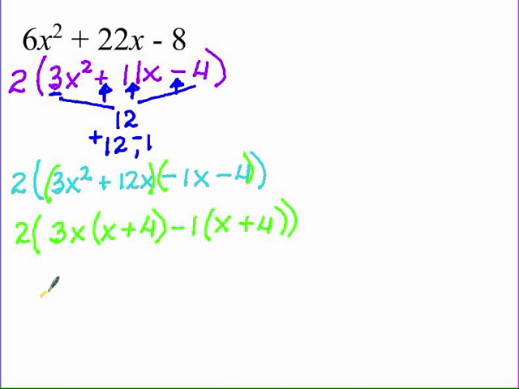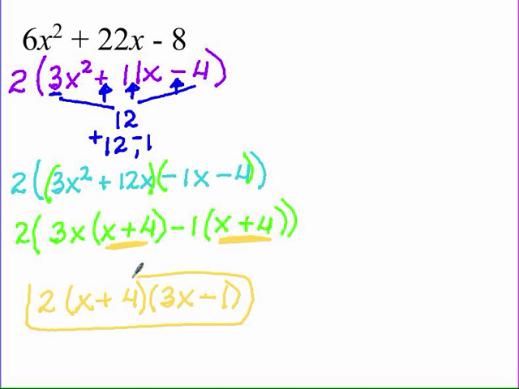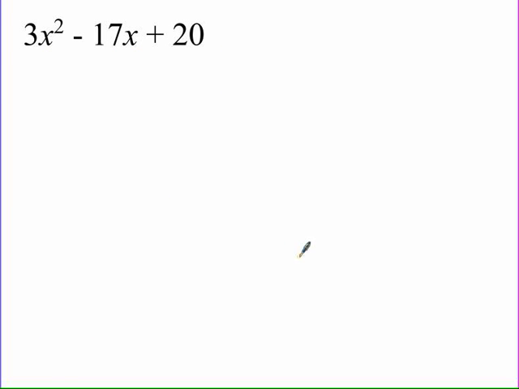So now the 2 is just hanging out front. You notice you have an x plus 4 and an x plus 4, so that is one of your factors. What will the other factor be? 3x minus 1. Oops, forgot the parentheses. Okay, questions? Okay, we're going to look at another one.